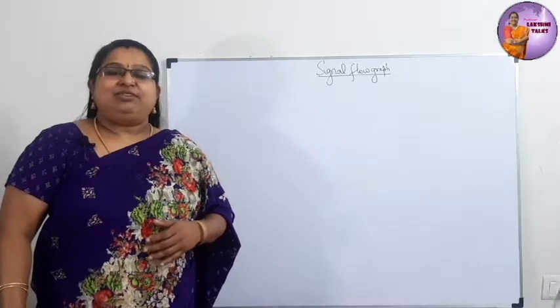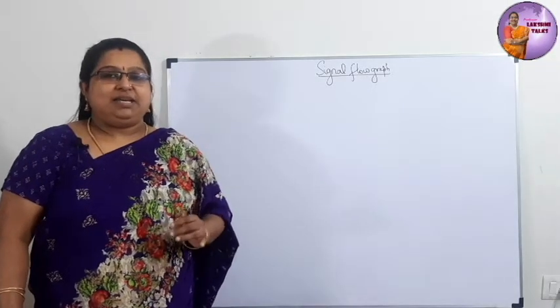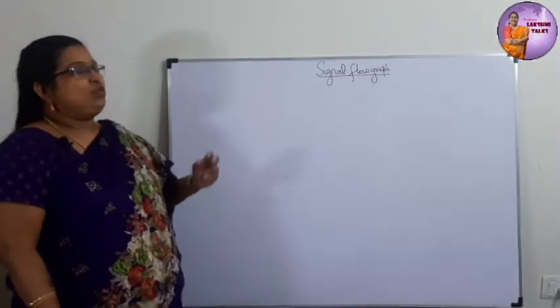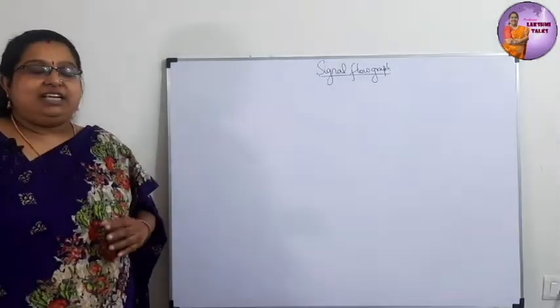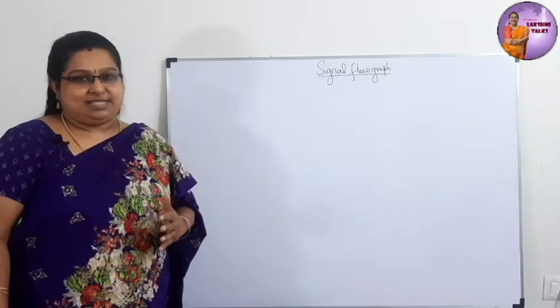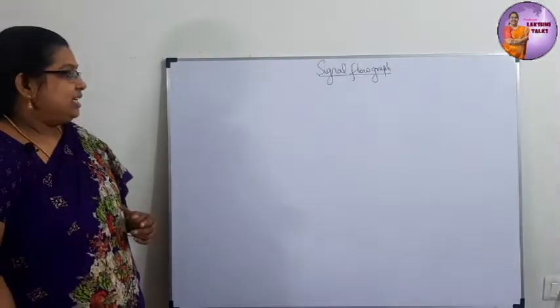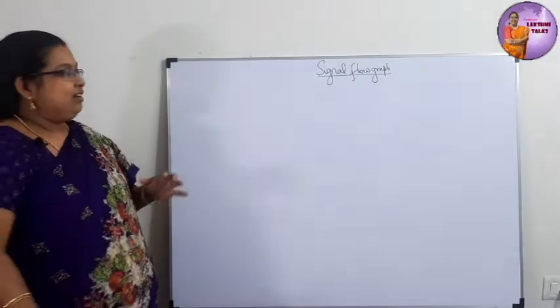Hello students, in today's class we will see Mason's gain formula for a signal flow graph. First we will see what a signal flow graph is. It is another way of representing a system using nodes and branches.